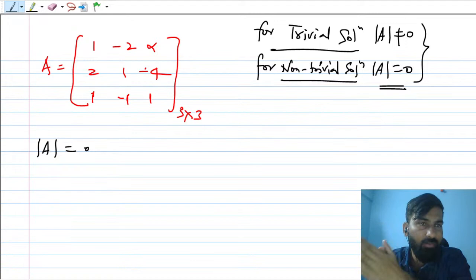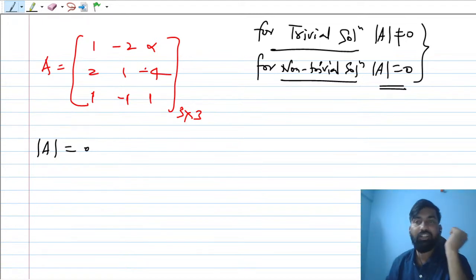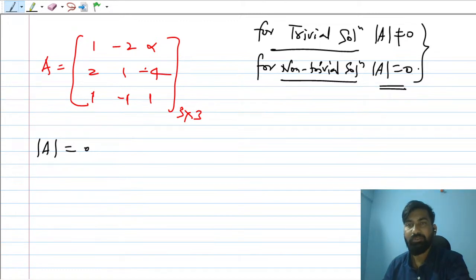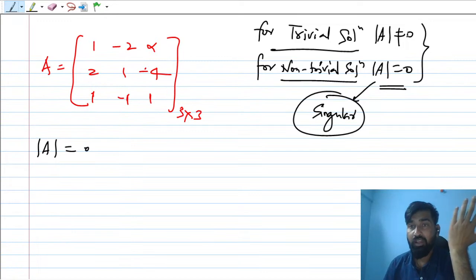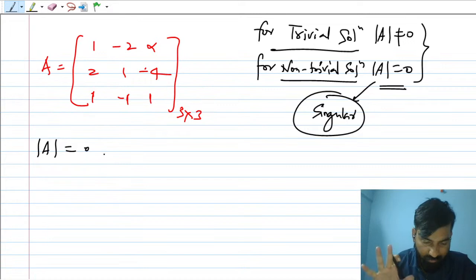the matrix is a square matrix, you can directly find the determinant. If the determinant happens to be 0, then it is non-trivial. Sometimes we call it, if determinant is equal to 0, it means it is a singular matrix. And if the determinant is not equal to 0, it means non-singular, we call it. Perfect. That you have to keep in mind. That is very, very important to remember.